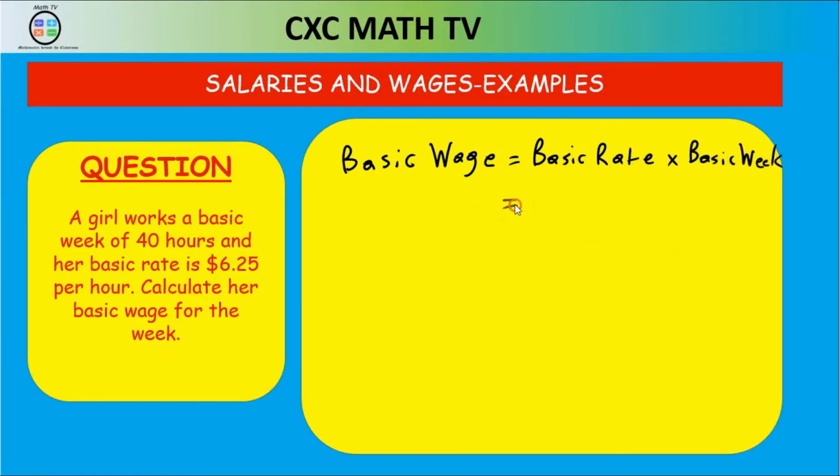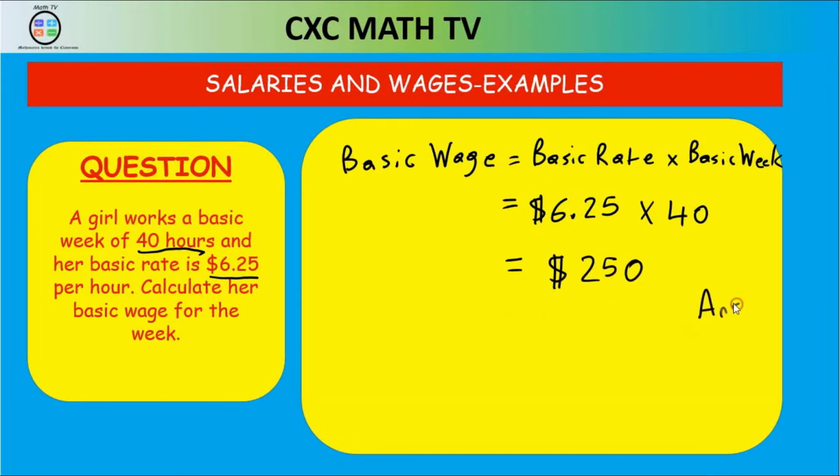Alright? Now, as they told us, the rate that she's being paid is $6.25 per hour. That's her rate. And her basic week is the amount of hours that she worked in total for the week. So multiply it by 40. So the basic wage that she'd make is $6.25 times 40. And so this girl earns a whopping $250 for the week. That's her basic wage. So that would be her basic wage for the week, $250. All right, depending on the currency, it may be good or bad, we don't know.